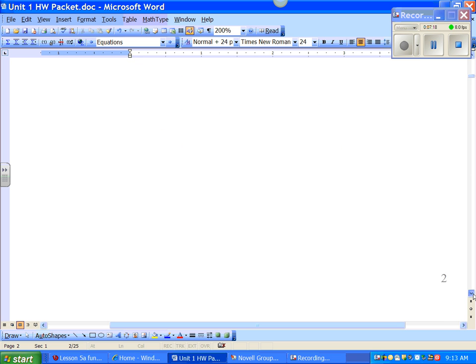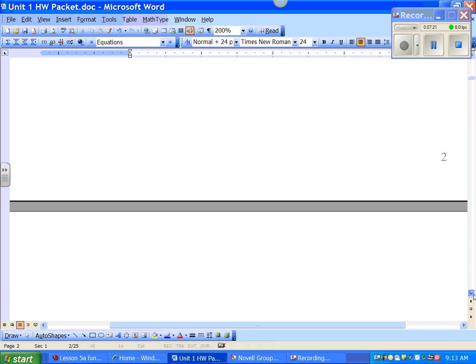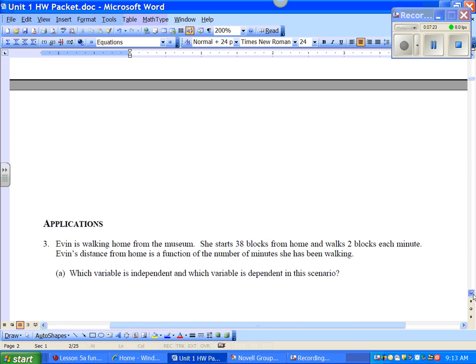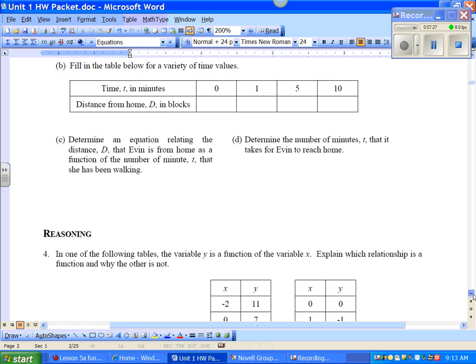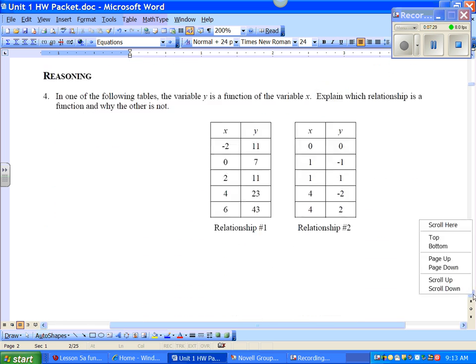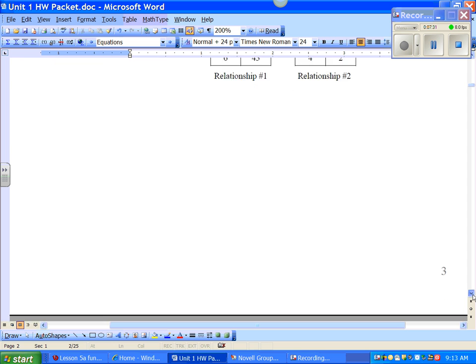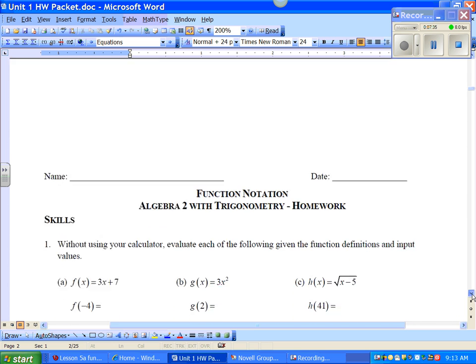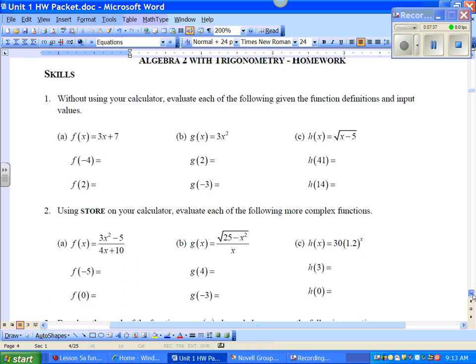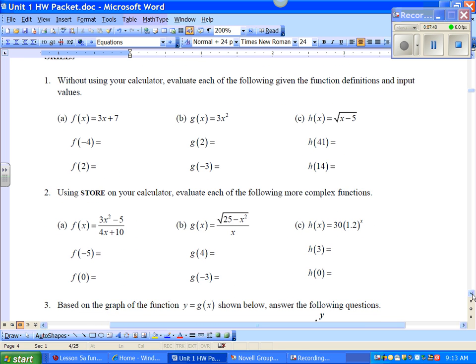Now, on pages 5 and 6, those are the ones that I'm more concerned about, although, you know, I do want you to try these ones too. So that's talking about function notation. And again, this isn't new either. You've done function notation, okay?